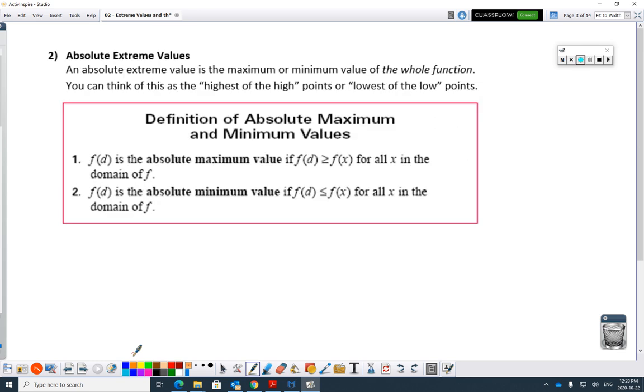But absolute means no, this is bigger or tied at least with everything. That's why it's greater than or equal to. It doesn't have to be higher than everything, but nothing can be higher than it. That's basically what that's saying: you can't have anything that's higher than that. Sine's the best example of this. Sine has many tops, and they're all absolute maximums because they all match up.